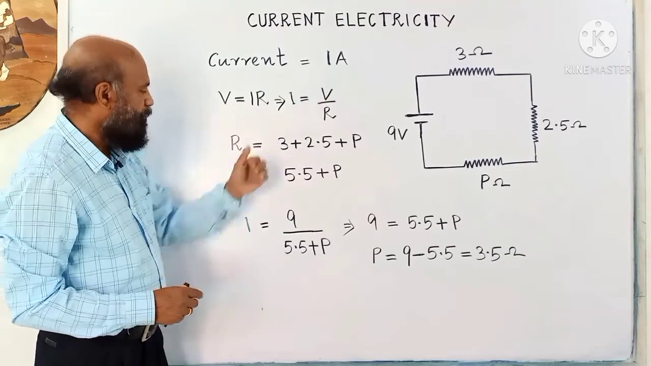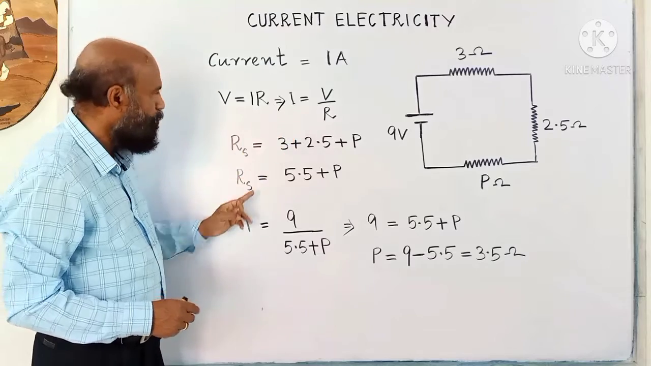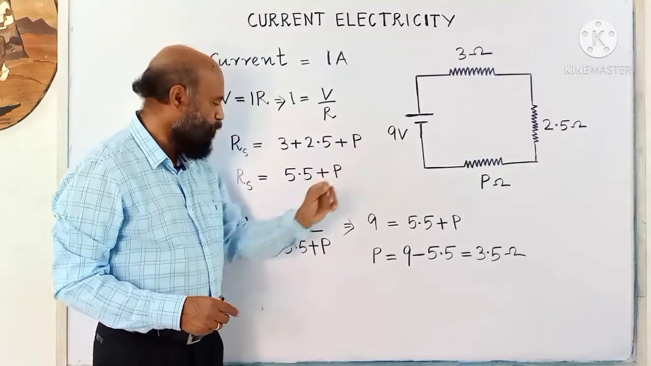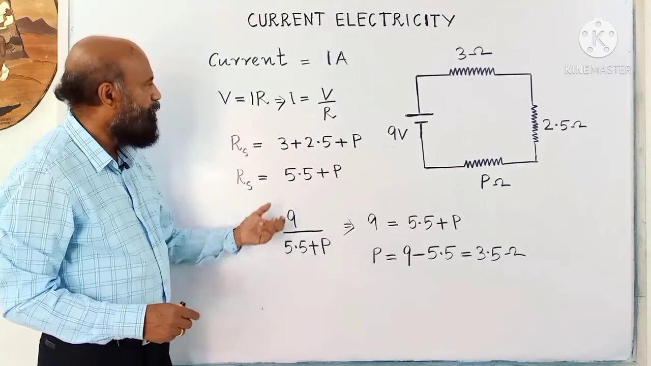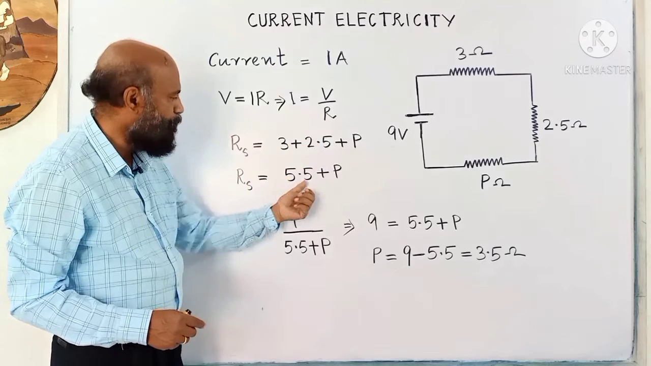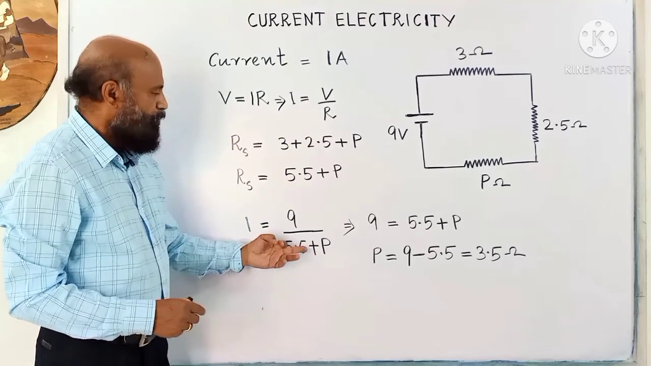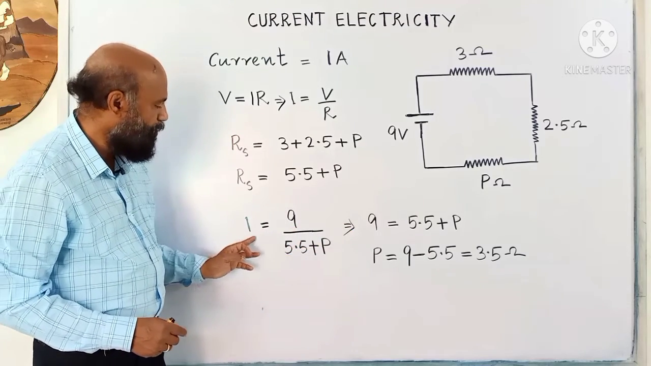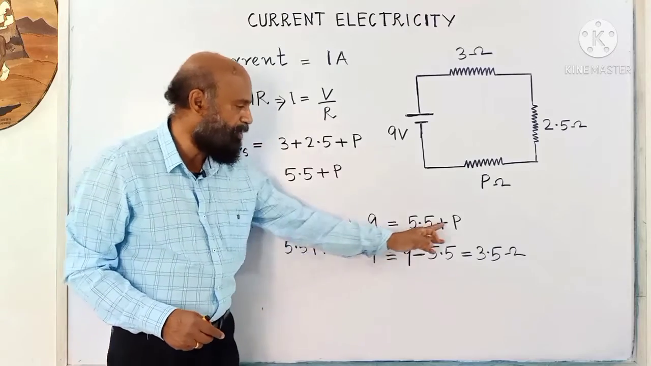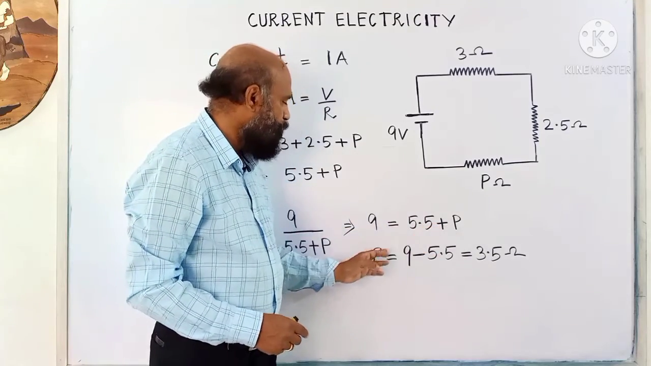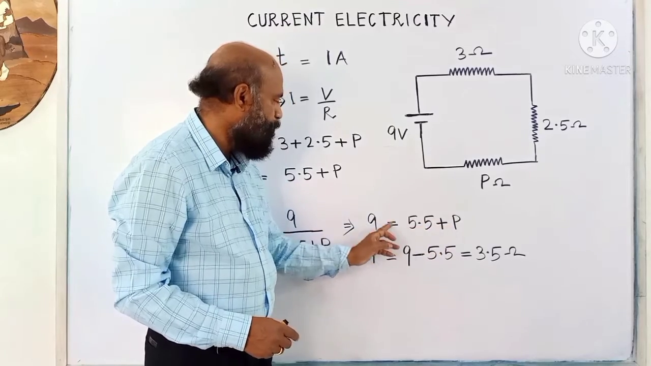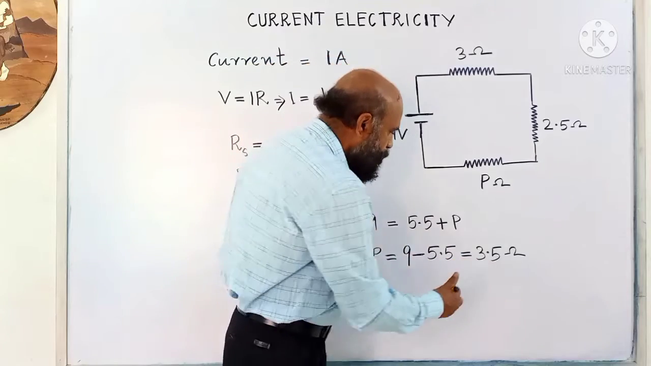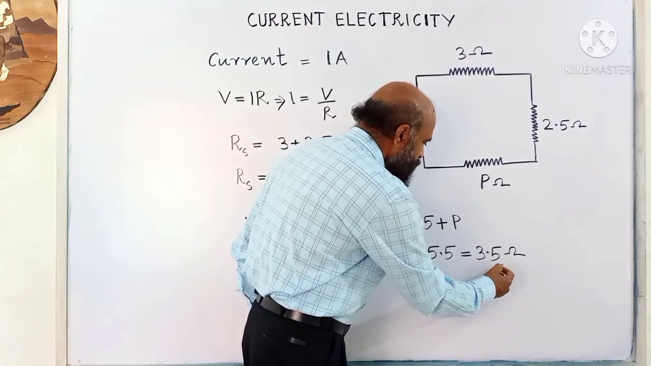Then current is given to be 1 ampere, so we can substitute 1 for this I. Then potential difference is given to be 9 volt. Then resistance 5.5 plus P. So after rearranging, you can write like this: 9 is equal to 1 into 5.5 plus P. So P is equal to 9 minus 5.5. So the answer is 3.5 ohm.